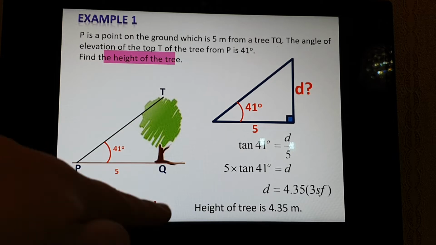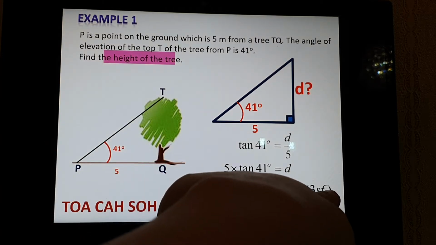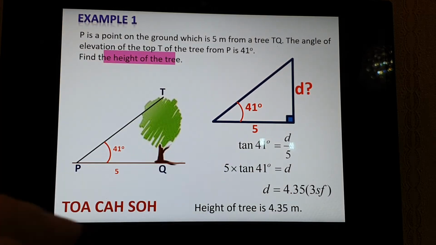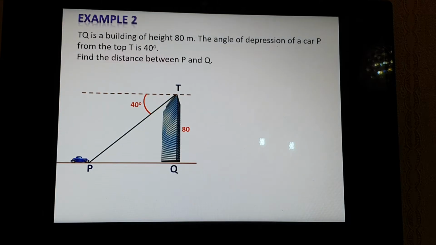In the exam, no need to say height of the tree or whatever. You just write this as an answer. The hashtag there, finish already. Okay, next one. This building is 80.